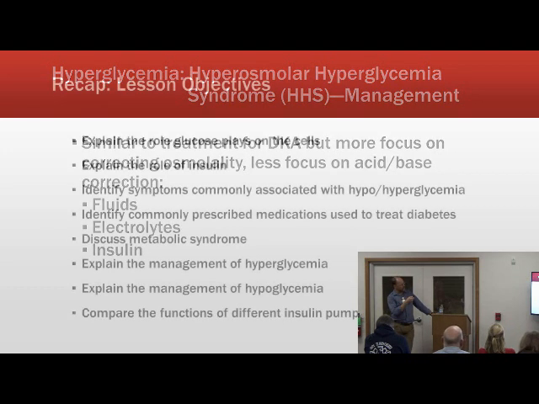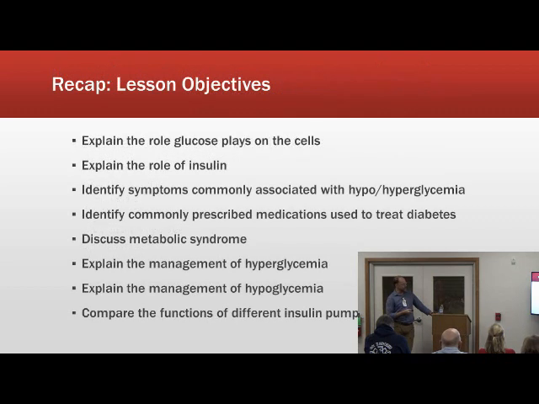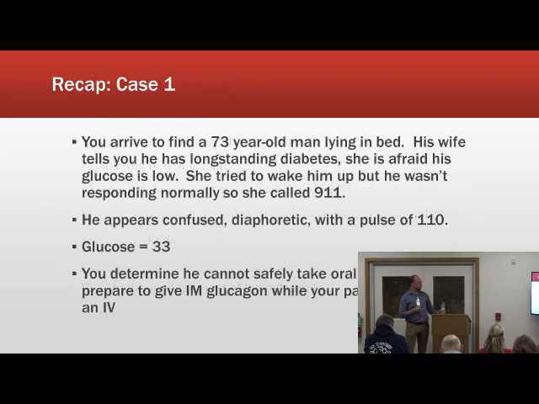These are the objectives again, running through them. We went through the basic stuff. We talked about the medications. Metformin, commonly used, doesn't lower your blood sugar, it just tries to keep it normal. And glyburide is a long-acting one that tends to bottom it out and keep it low. We talked about hyperglycemia and DKA and HHS, the two different presentations. And so back to our questions, okay?